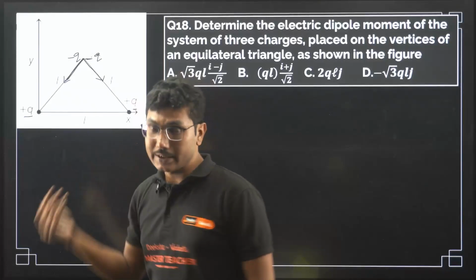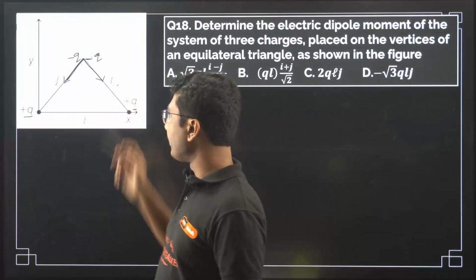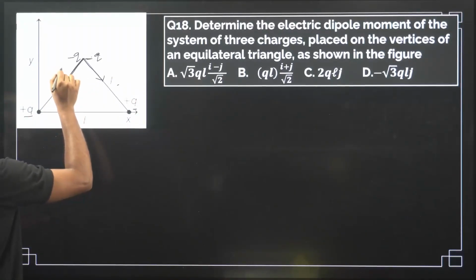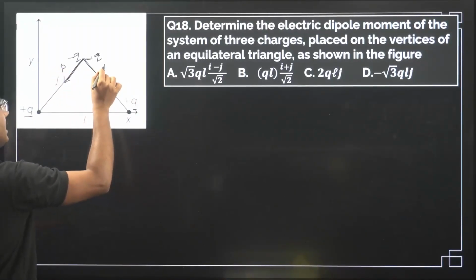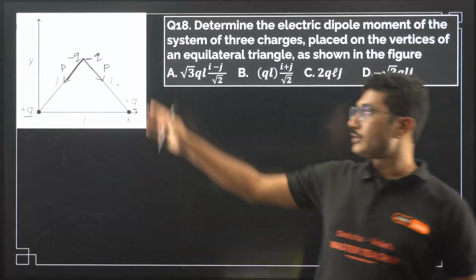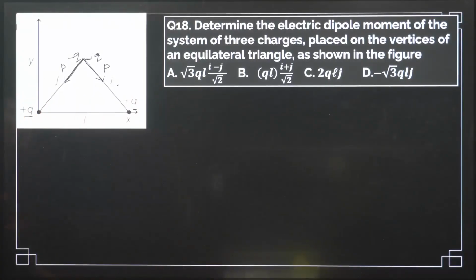So the charge is same and the distance is also same. So what we can say is that the magnitude of the dipole moment will also be same. Why so? Same charge, same distance. Q into L is same. Right? Now what we have to do?